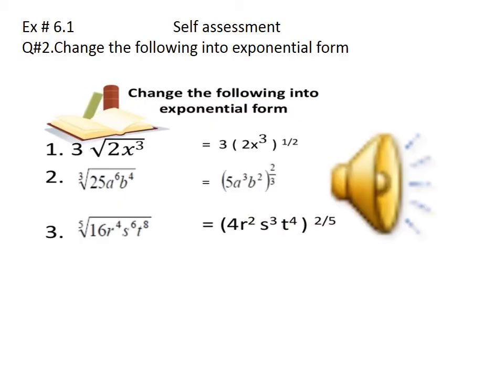Change the following into exponential form. You know, girls, that when you write the root value in exponential form, it will be 1 over 2. You can see there is a cube in the radical form, so it will become 1 over 3. You can see there is 5, so you will change the root value into the form of 1 over 5. The rest of the values you can easily simplify according to the power.